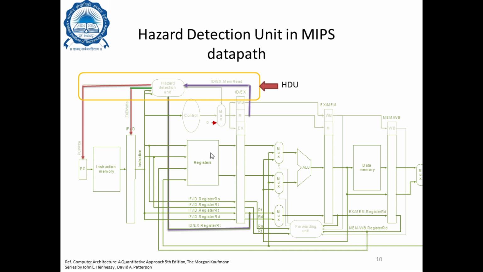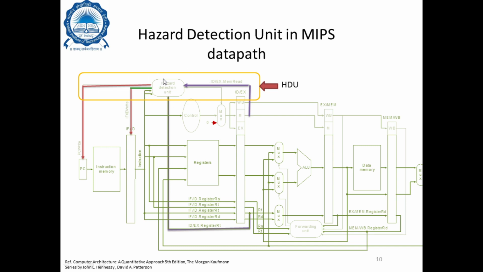The other input that goes in here is the ID/EX dot Register RT, which is the destination register number of the LW instruction, and the source registers are IF/ID dot Register RS, which is also fed as part of the input, and second is IF/ID dot Register RT, which is also fed as one of the inputs. So these two inputs go into the HDU along with the input marked in the blue line after the ID/EX pipeline register.